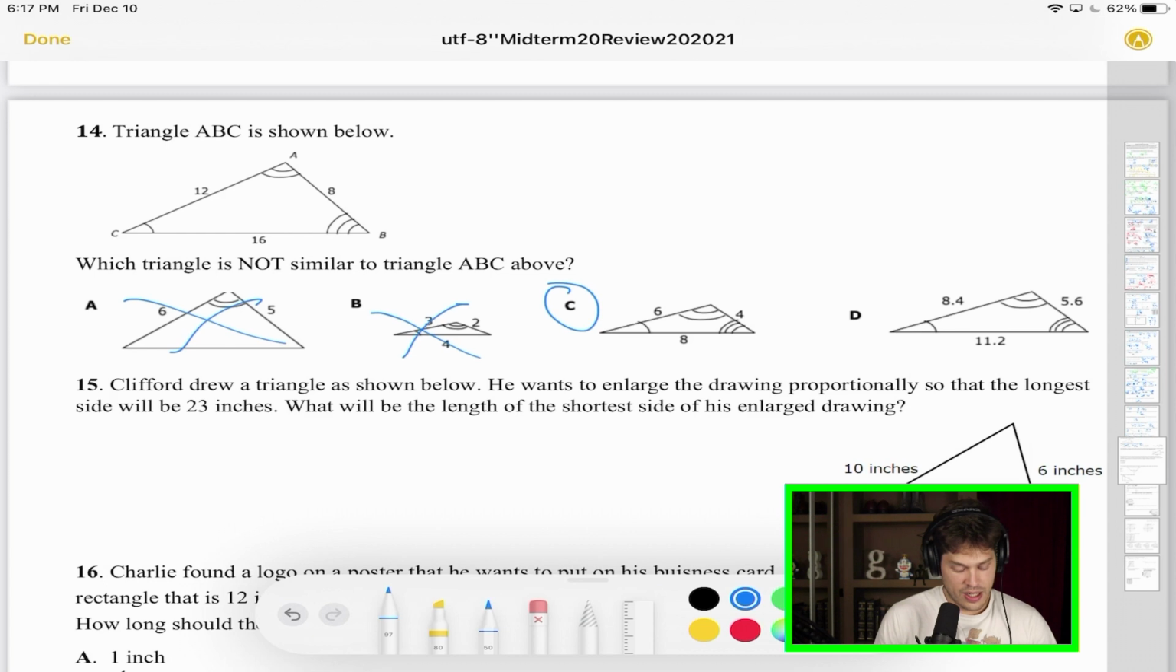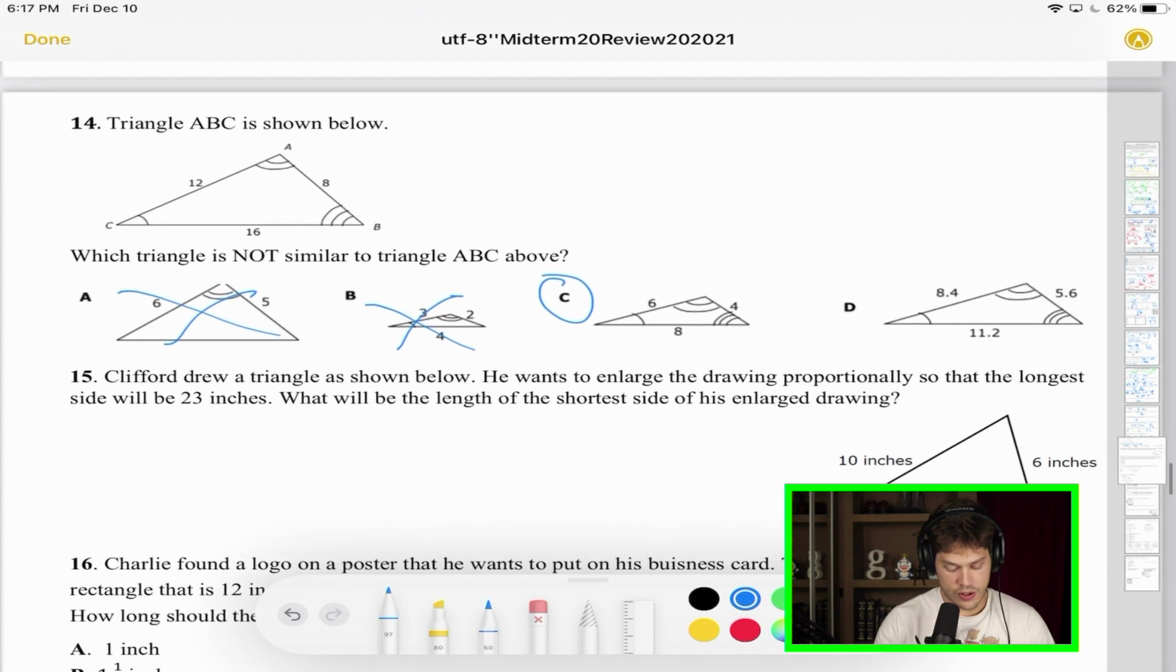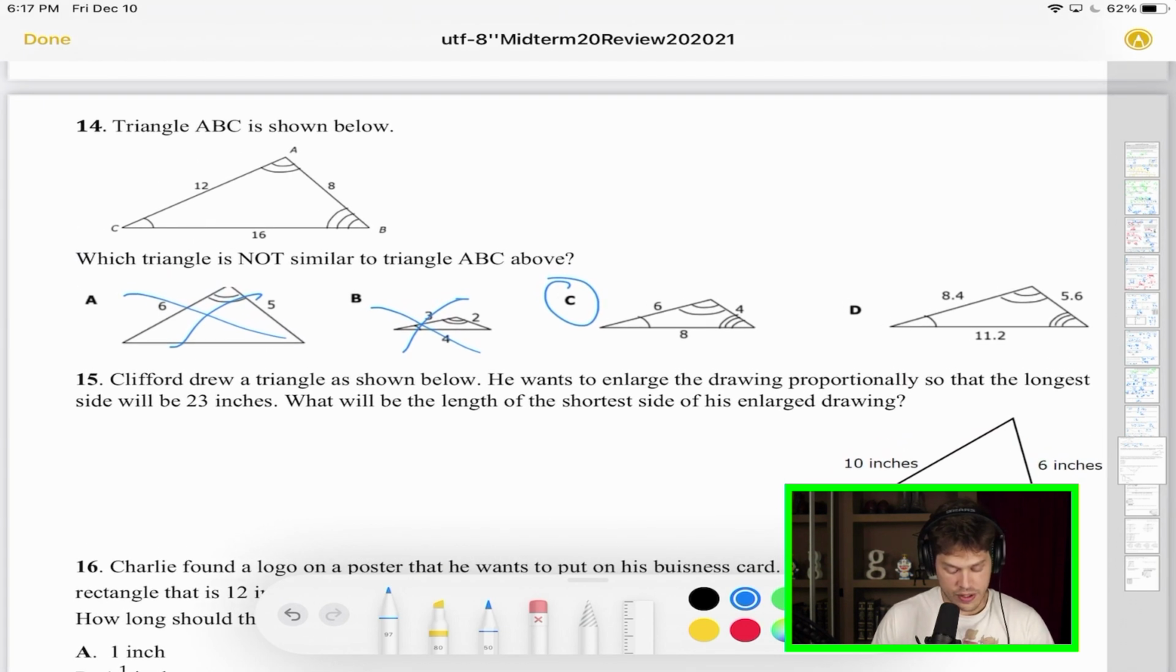And look at this question. Which triangle is not similar? Not similar. Okay, so maybe I did some markings too quickly. Look at letter B. We only have 2 of the angles marked, but if 2 of the angles are marked, then that implies that the third one is also going to be equivalent.